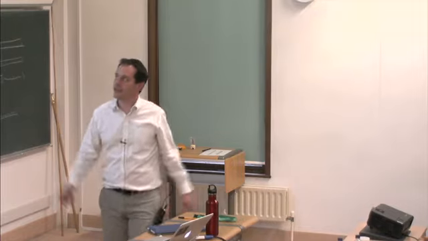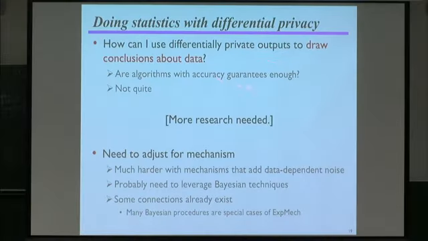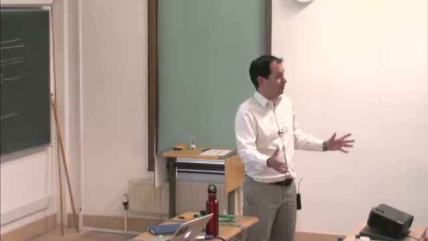Okay, so I'll leave you with a question. How can I use differentially private outputs to draw conclusions about data, to make meaningful inference? Algorithms with understanding of the accuracy guarantees of the type that I was talking about mostly in this talk is, I think, a necessary step, but not a sufficient one. And I think there's more to be done on this topic. At this point I have comfortably exceeded my time.